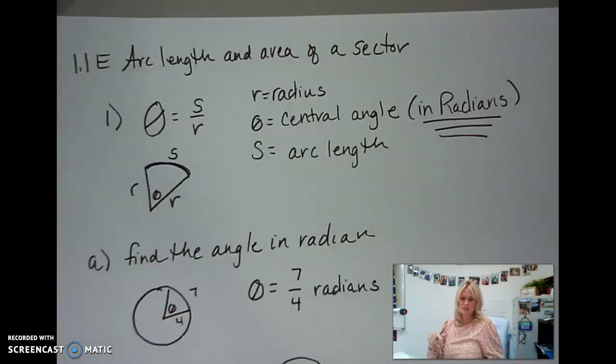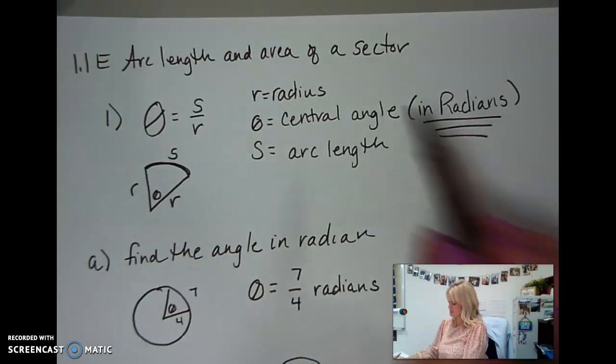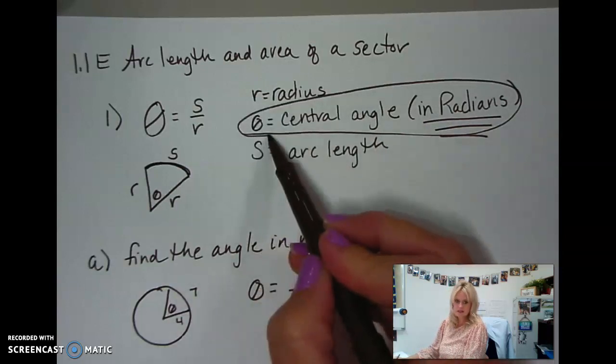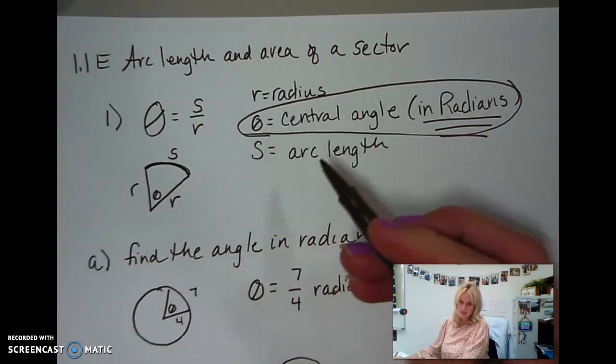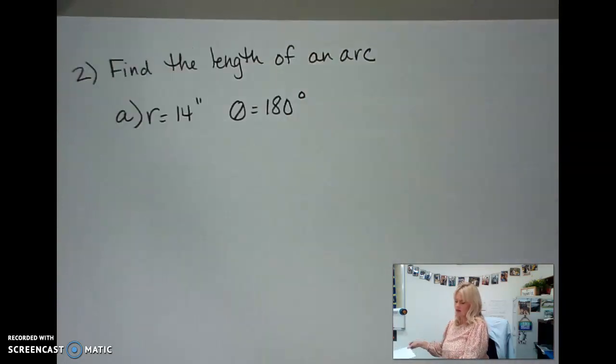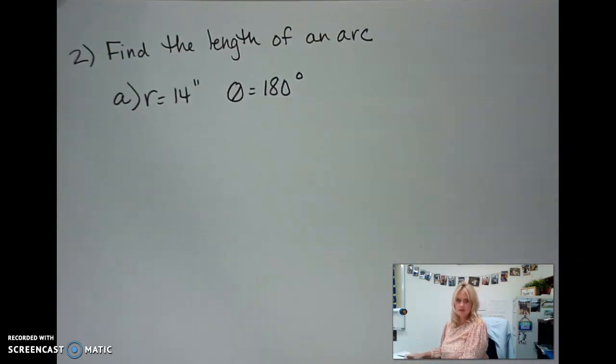One thing I wanted to make sure to stress to you is the central angle also always has to be in radians. So if you're given it in degrees, you need to convert it to radians. Okay? All right, the second type of problem we're going to look at is finding the length of the arc.